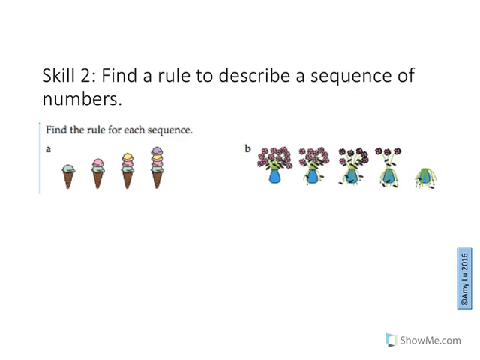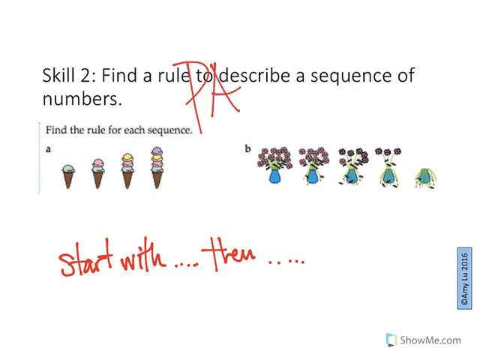Skill 2, find a rule to describe a sequence of numbers. So if we look at example A, we're looking at the pattern of the scoops of ice cream on the cone. And then in pattern B, we're looking at the number of flowers that eventually die off in the end at the final phase. So at this time, can you tell me the rule for each sequence? Meaning, what do you start with? Then, what do you add or subtract? So, pause.